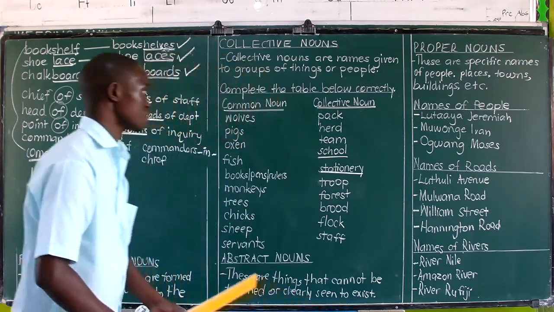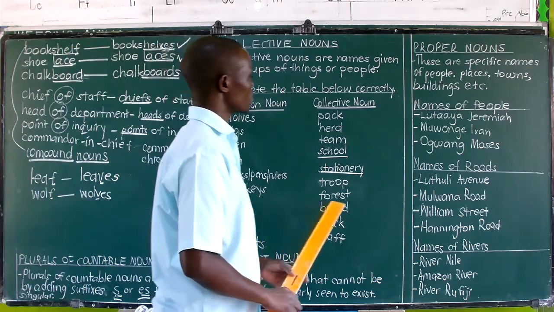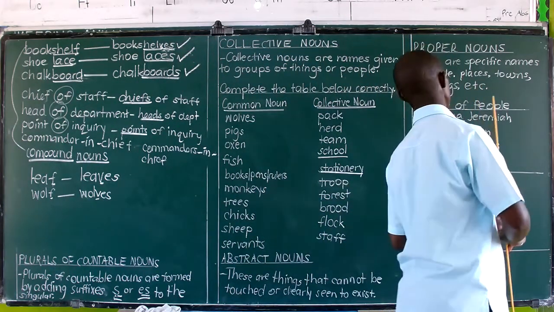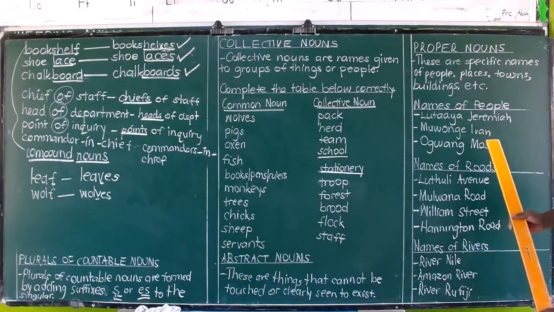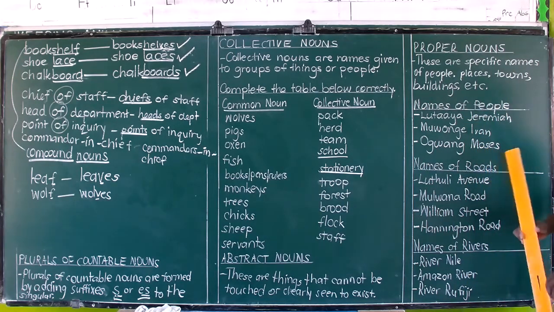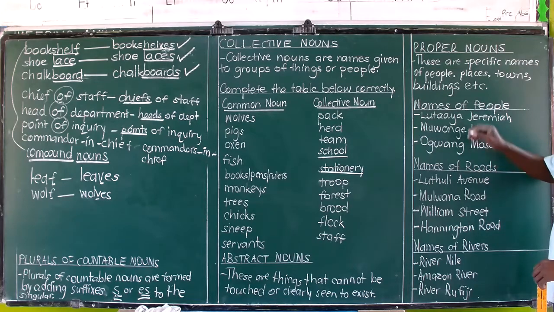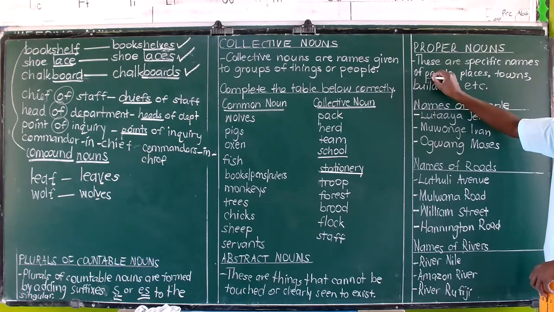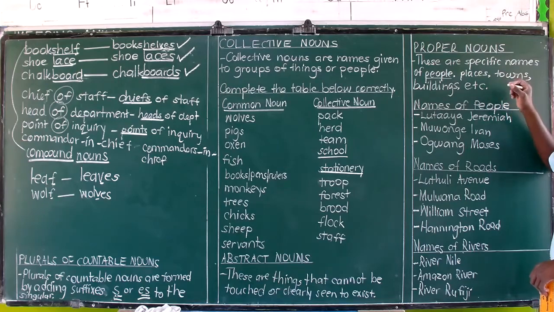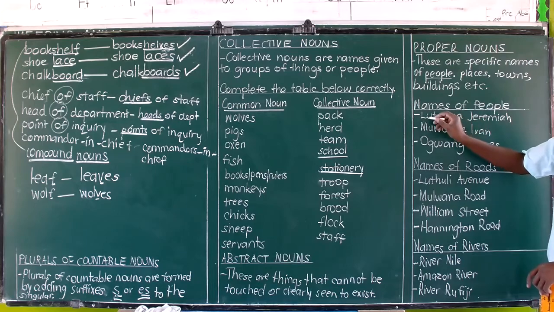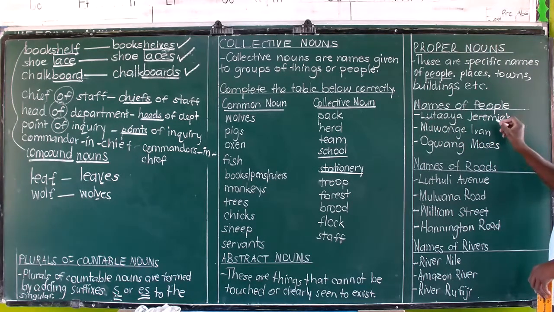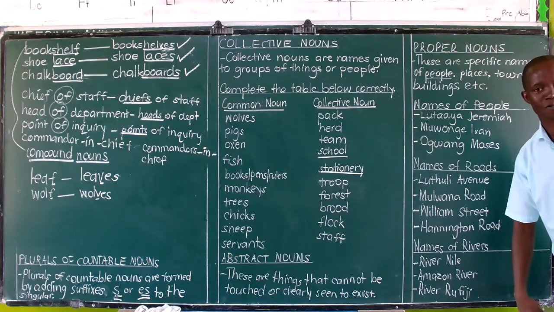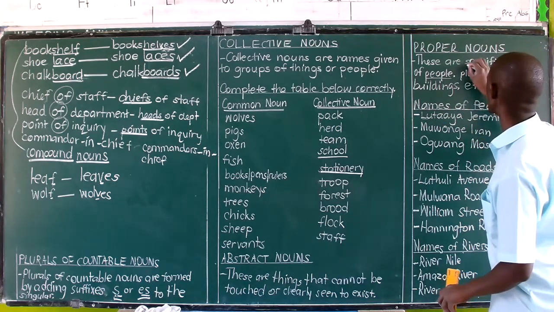So let's now take a look at proper nouns. Proper nouns are specific names of people, places, towns, buildings, and so on. Those are the proper nouns. When you talk about proper nouns, we mean go and look at that person at home. And that person has a specific name. Yes, he is called Rutaya Jeremiah. So Rutaya Jeremiah becomes a proper noun because it is his specific name.